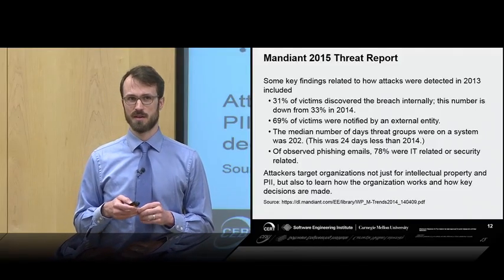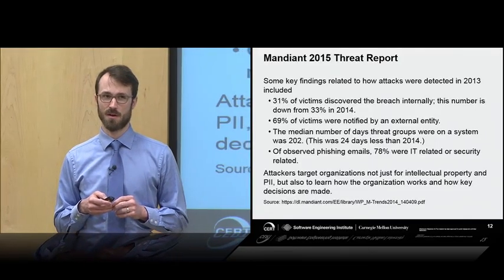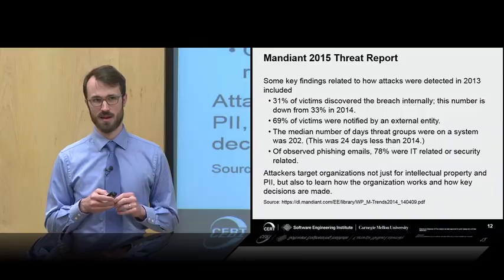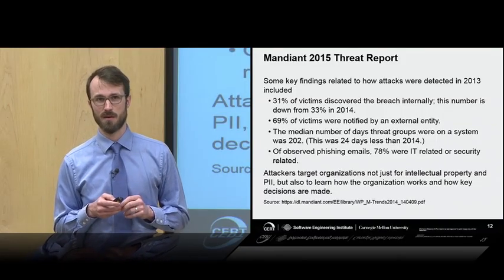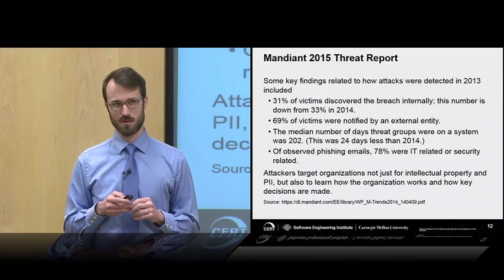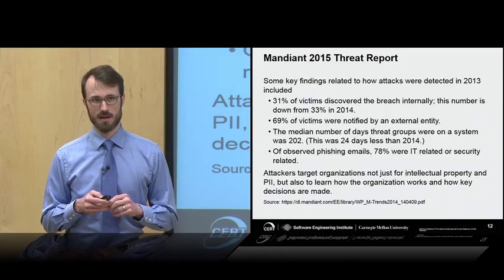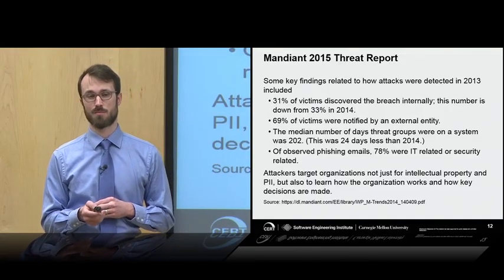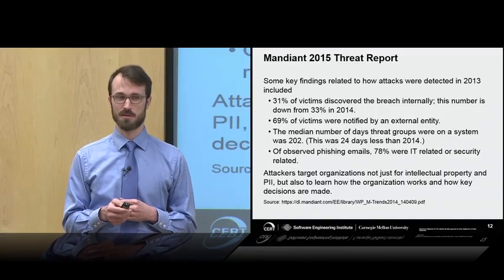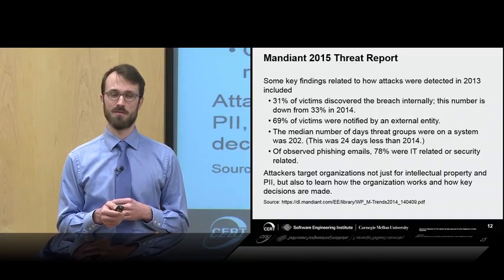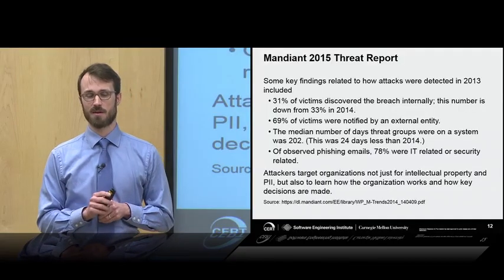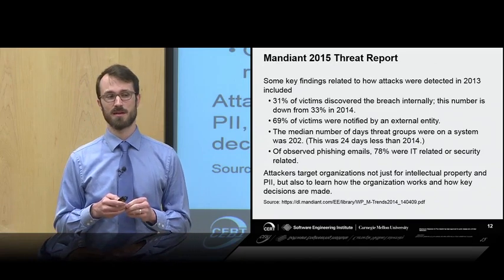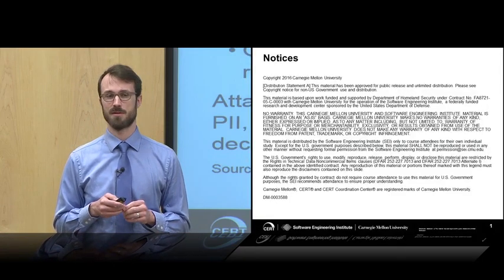Of observed phishing emails, 78% were IT or security related. So phishing attacks are really trying to get in to security and IT, or trying to compromise people by portraying themselves to be security or IT related. Attackers target organizations not just for intellectual property, but PII, as you probably almost certainly know. Hackers love stealing your personally identifiable information, including your credit cards. Credit cards are a huge target. If they're attacking you as an organization, they might be attacking you for some sort of industrial espionage, your intellectual property.